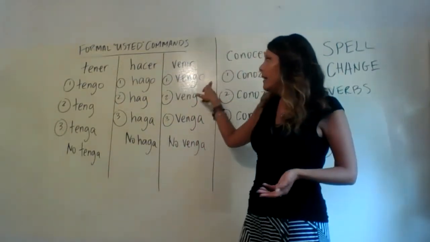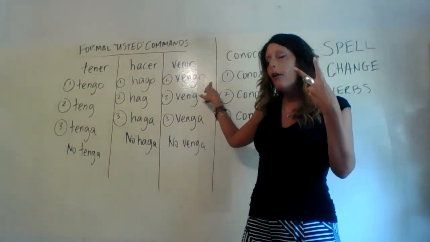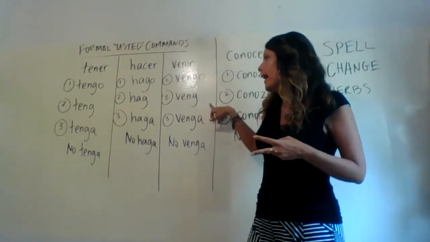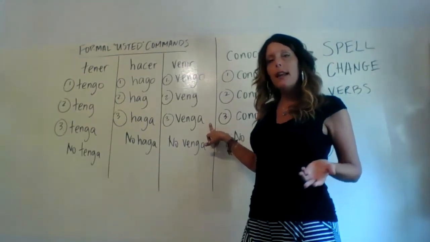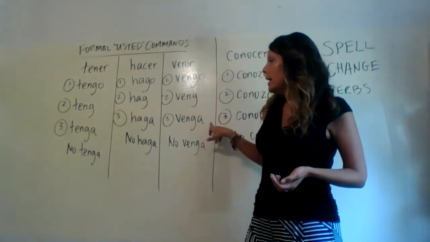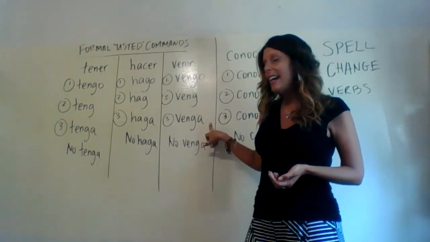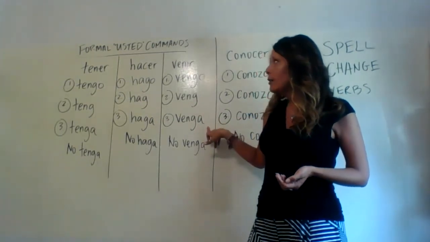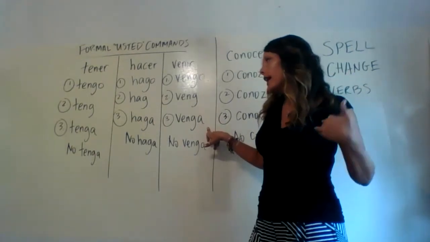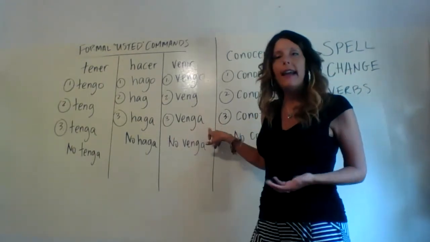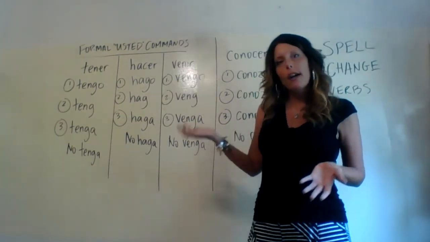We see that weird G there that we didn't expect, so we know that it is a spell change verb. And for this V-E-N-G-O, for our step number 2, we would just drop that O, like I did right here, and then to form our formal usted command, we would add opposite endings. Since venir is an IR verb, our opposite ending is the letter A, and that is how we get to our formal usted command for the verb venir: venga, V-E-N-G-A. That would be our affirmative command, venga, come or come in.